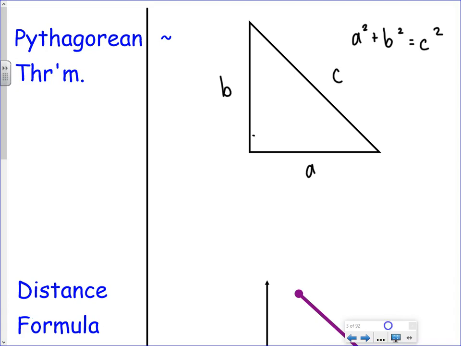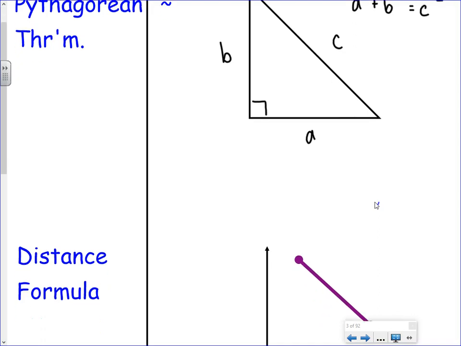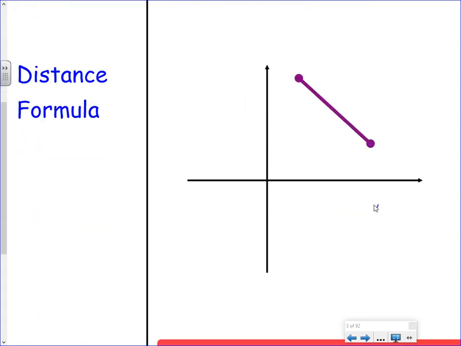And this is all for only what type of right triangle? What type of triangle? Okay, so that is the Pythagorean theorem, right? The sum of the squares of the two shorter sides equals the square of the longest side. That's the hypotenuse. That's geometry. Now, what does that have to do with the distance formula?